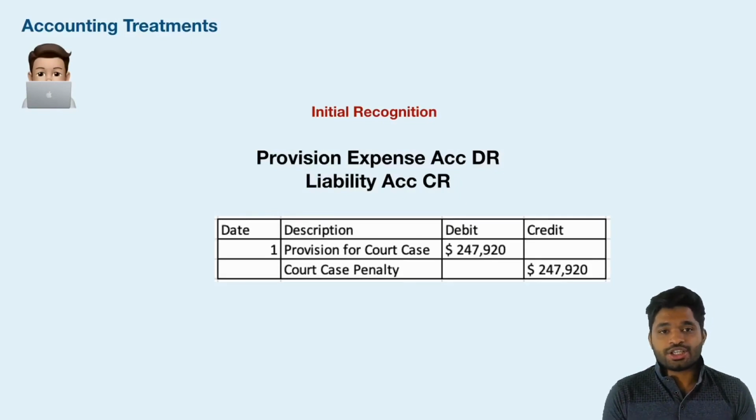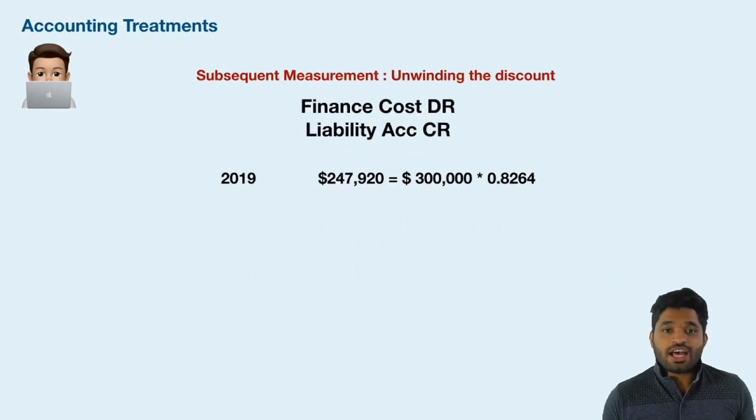At the initial recognition, we measure the provision at the present value of the future cash flows or the expected value. The double entries to record this transaction would be the provision expense account will get debited and your provision liability account will get credited. The subsequent measurement, we will have to unwind the discount. Now to unwind the discount, the double entry would be the finance cost account will get debited and the liability account will get credited. Let's see how do we do it.